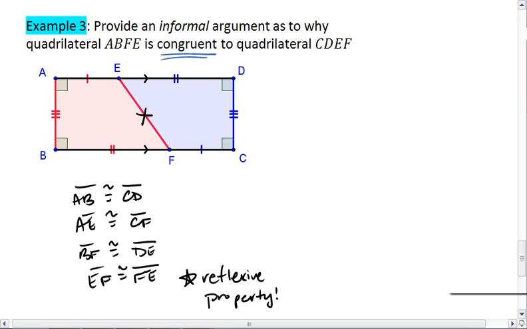So that shows that the corresponding sides of these quadrilaterals are congruent. I now need to show that the angles are also congruent. Well, I know from the boxes that angle A is congruent to angle C, and that angle B is congruent to angle D.